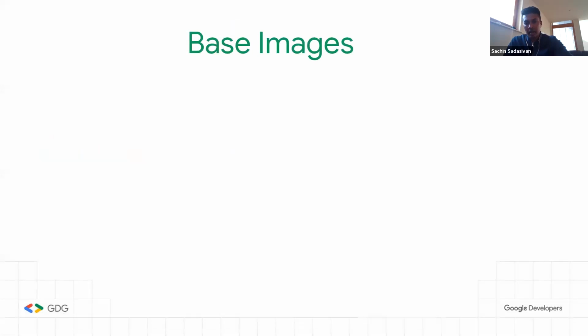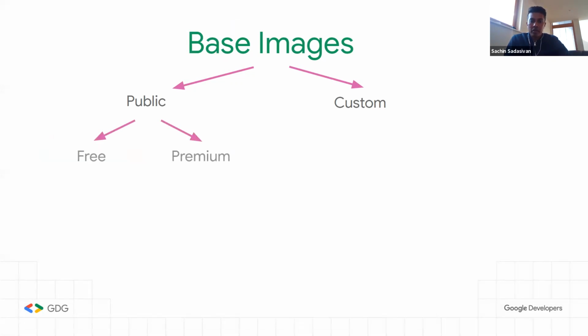So in GCP, there are two types of base images you can use when creating virtual machines. One is public images, and the second type is your custom images. Within the public image, then we have two types of images, free and premium. Example of free images are CentOS or Debian.